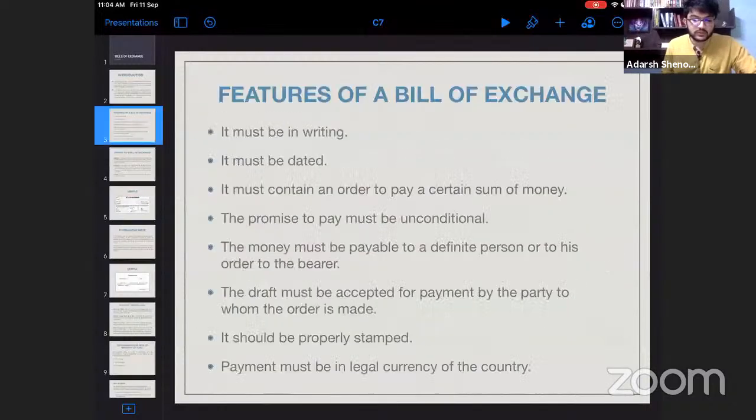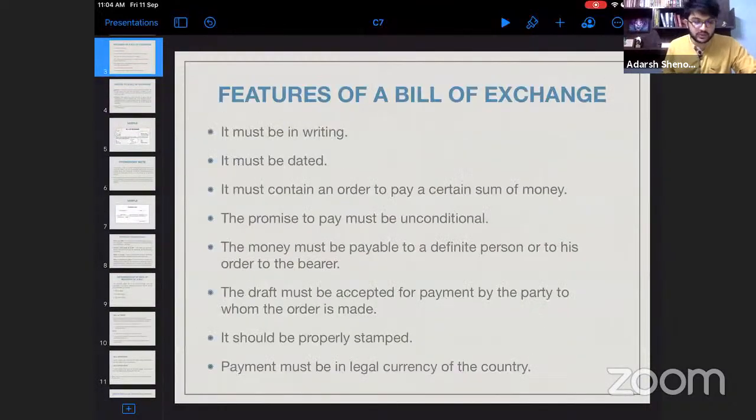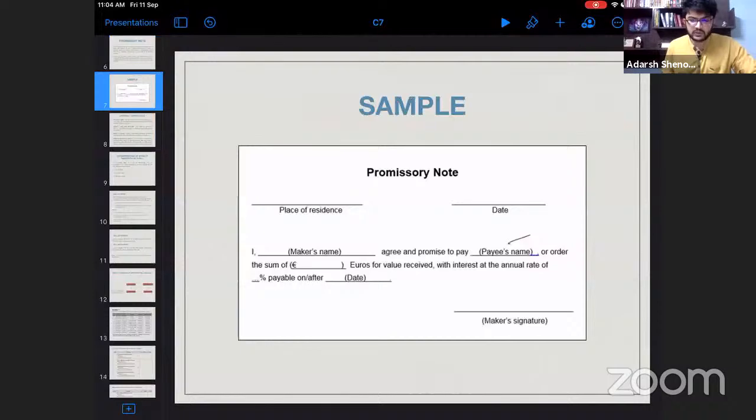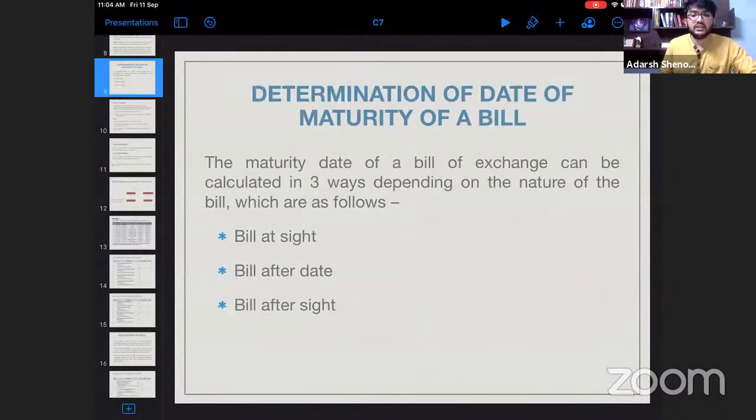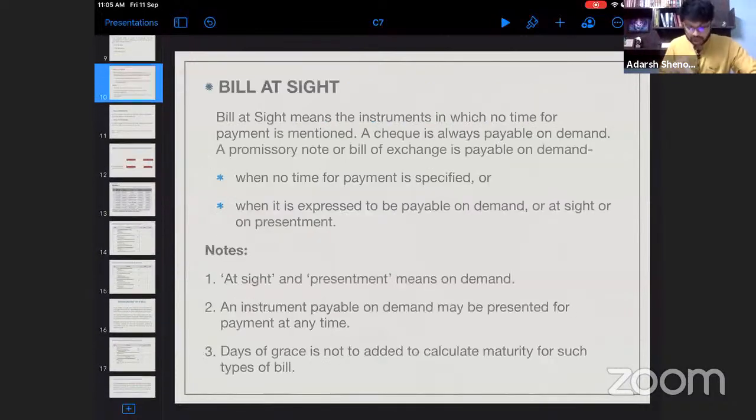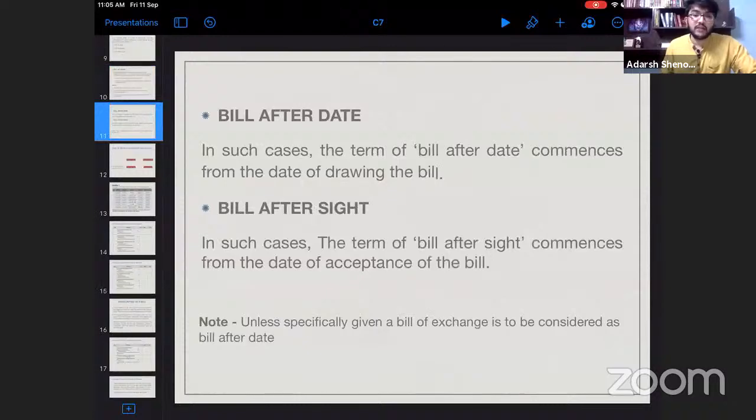I told you what a bill of exchange is. It's a negotiable instrument, features, promissory note. We discussed all this yesterday, important terminologies. Then we were seeing how to determine the date of maturity of a bill. So in this, I told you how many types there are. There are three types: bill at sight, bill after date, and bill after sight. Then I first spoke about bill after date and bill after sight.